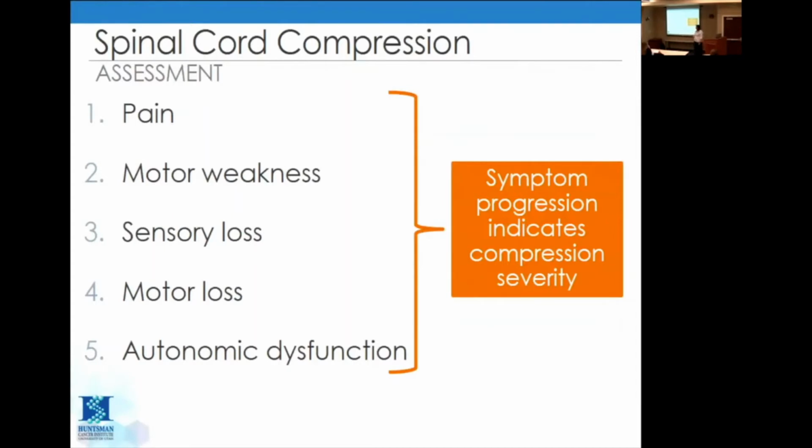The number three thing that they're going to have is sensory loss. So pain, motor weakness, sensory loss. You'll see some of the same things with that, and then you're going to see motor loss, and then you're going to see autonomic dysfunction. It follows that progression. We never did that in medicine, do we? But it will directly follow that progression: pain, motor weakness, sensory loss, motor loss, autonomic dysfunction. That's what you're going to see with your patients.